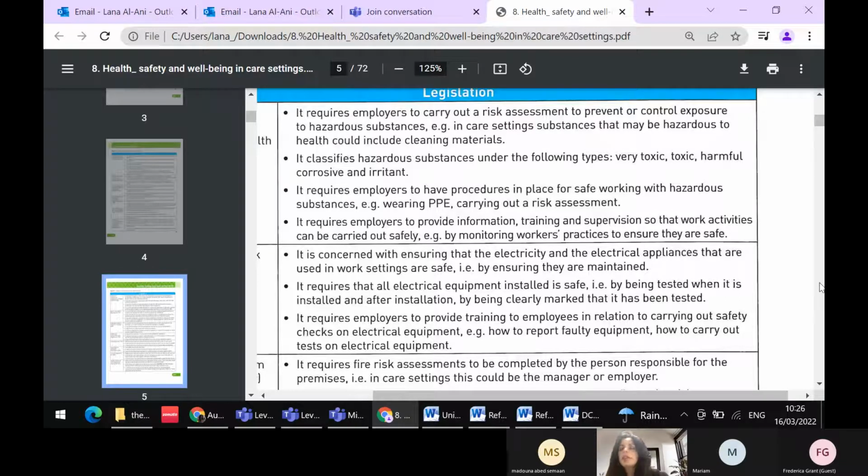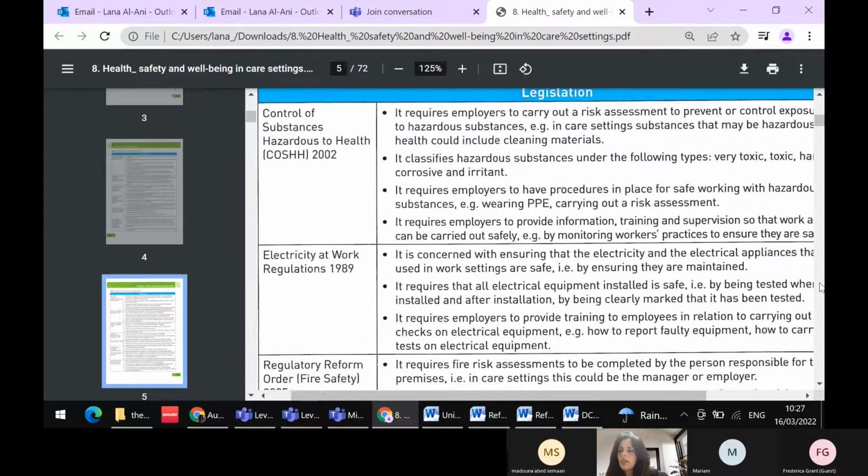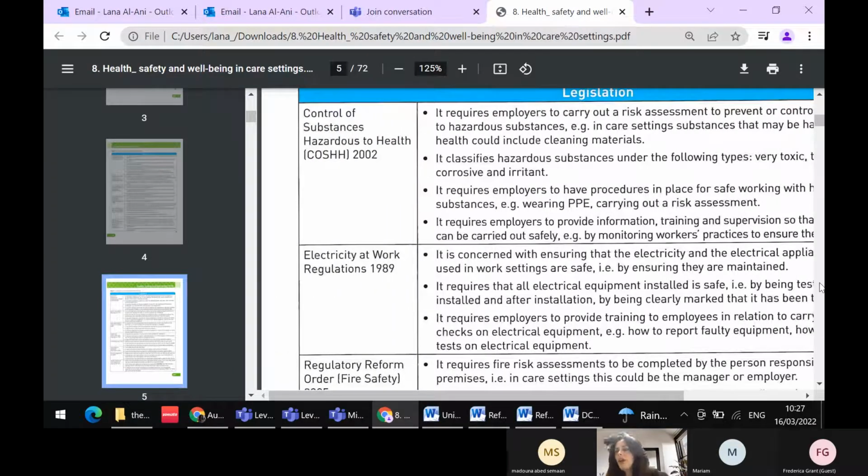And also, it requires the employer to have procedures in place for safe working. So for any hazard you need to wear protection. There is a specific procedure in every care home or any care organization or agency. You need to wear the PPE at all times. You need to do the risk assessment. So all this is the procedure for health and safety. Also, it requires the employer to provide information and training for the employees, which is very, very important. And monitor the workers when they do any practice, supervise them until they learn.